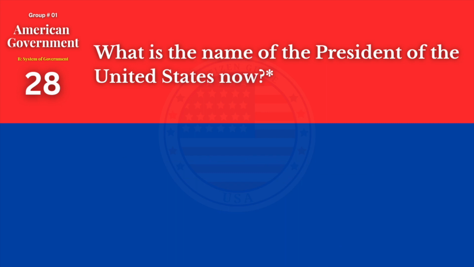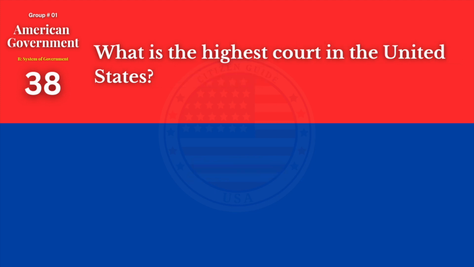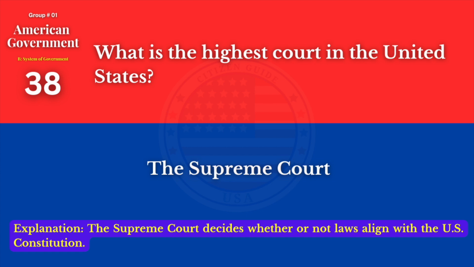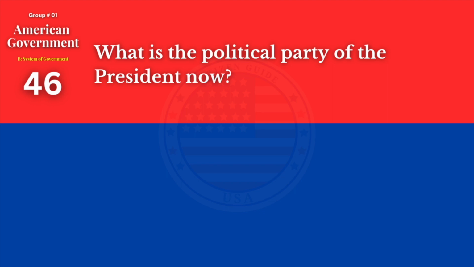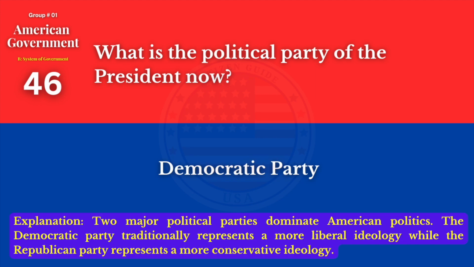What is the name of the President of the United States now? Joe Biden. What is the highest court in the United States? The Supreme Court. What is the political party of the president now? Democratic Party.